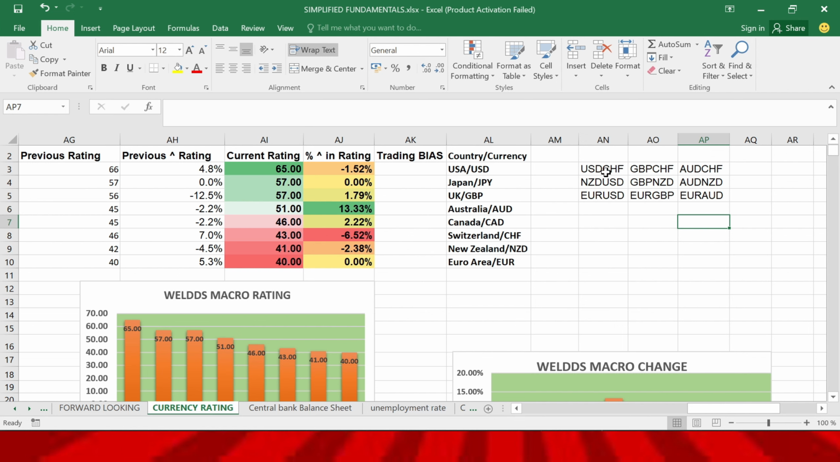What are we going to do to USD CHF? We'll buy it. For New Zealand dollar, US dollar, what do we do with it? We will be looking for sell opportunity. Euro USD will be looking for sell opportunity. GBP CHF will be looking for buy opportunity. GBP New Zealand dollar will be looking for buy opportunity. Euro GBP will be looking for sell opportunity because pound is strong and euro is weak. While AUD CHF, we will be looking for buy opportunity. AUD New Zealand dollar will be looking for buy opportunity, while Euro AUD, we will be looking for sell opportunity.